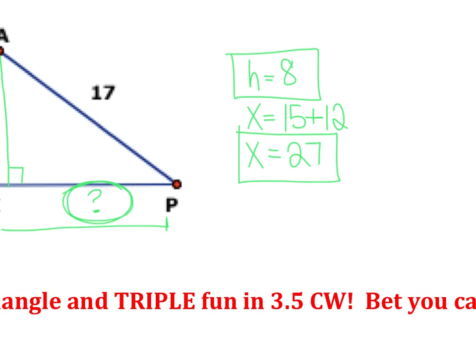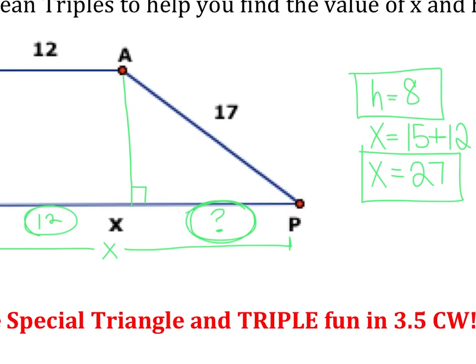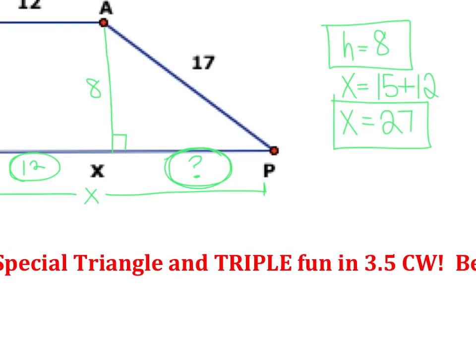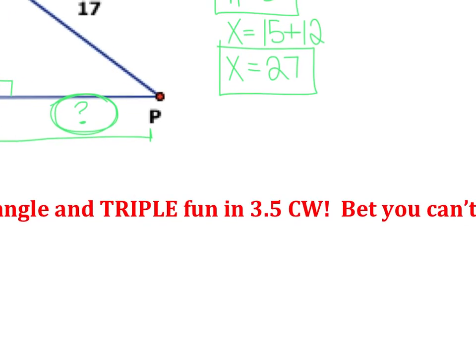Okay, hopefully using Pythagorean triples, you found that the height of that triangle had to be 8. So then that means this is also 8. And then using Pythagorean triples, you found that question mark value down there and then added it to 12. So x ends up being 27. Okay, that's it for the 3.5. You will be practicing this in class. Don't have a calculator because you're supposed to be able to do this without using a calculator.